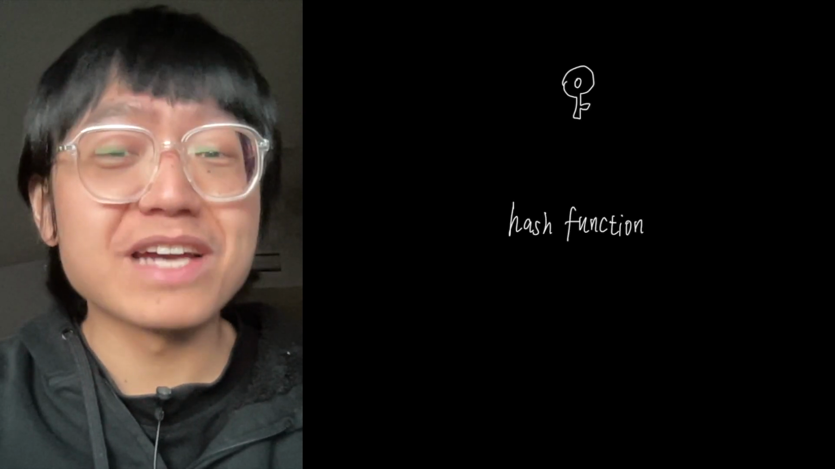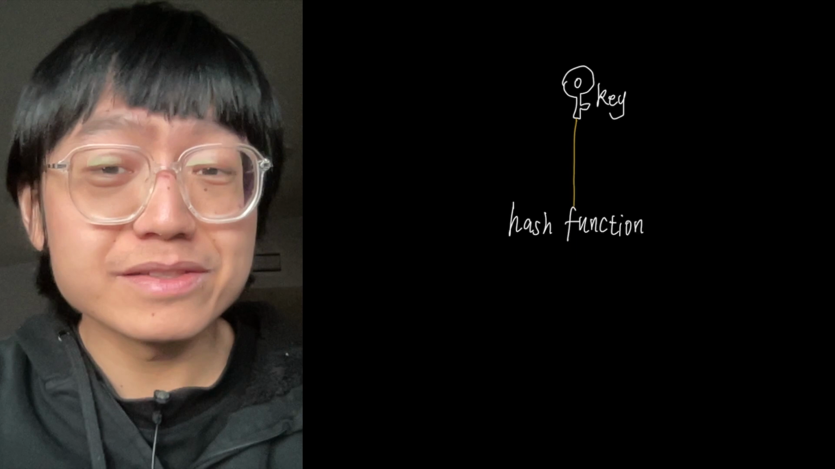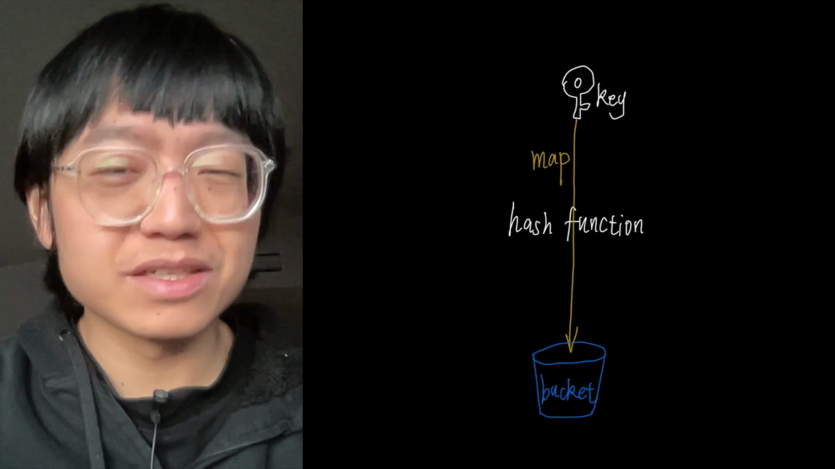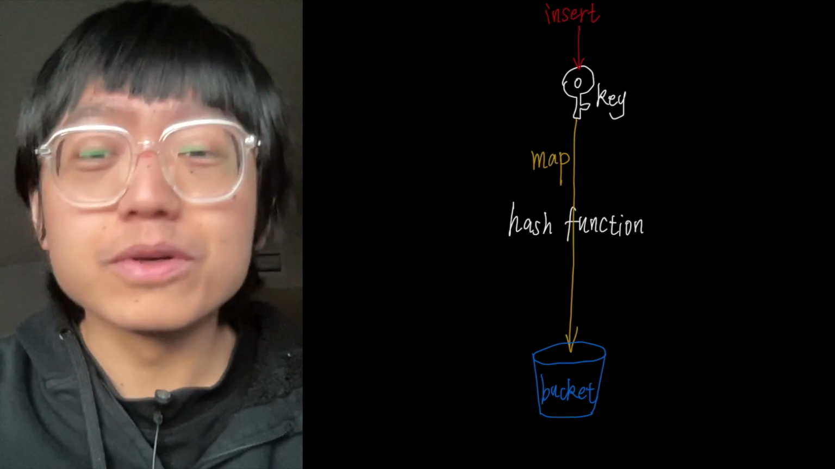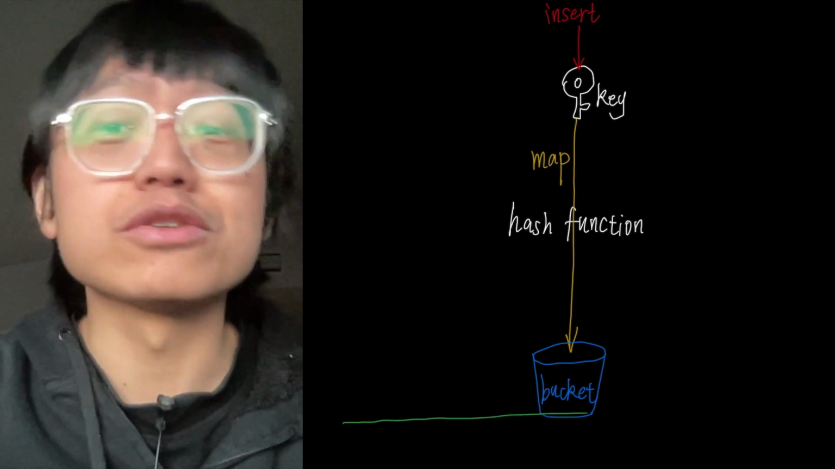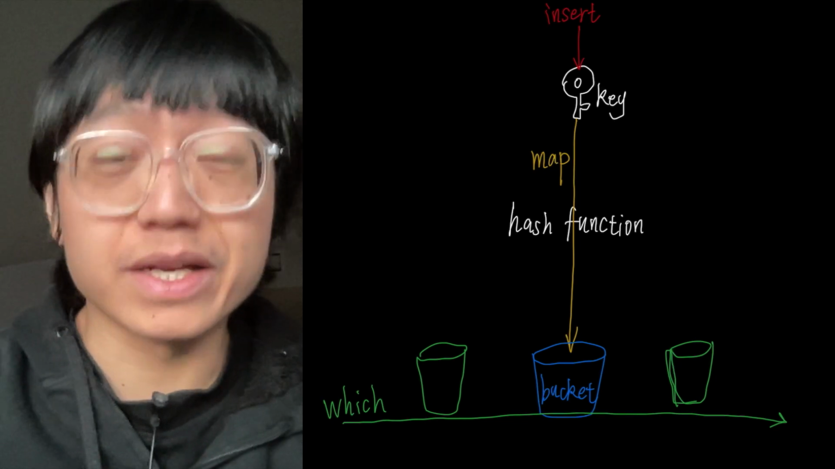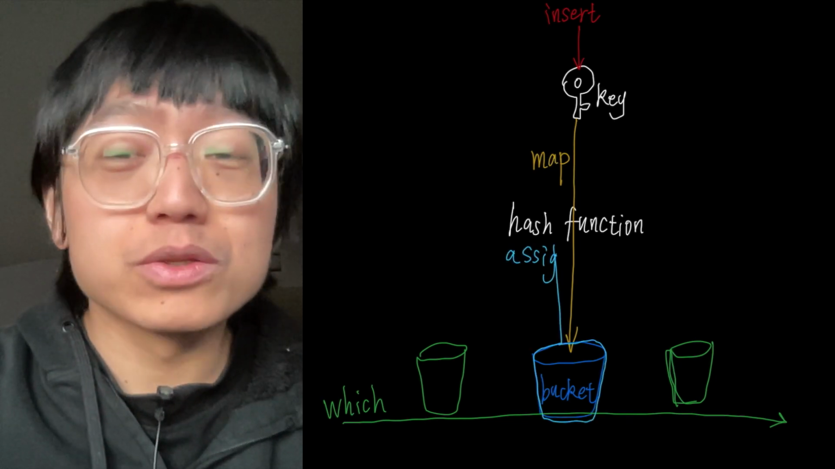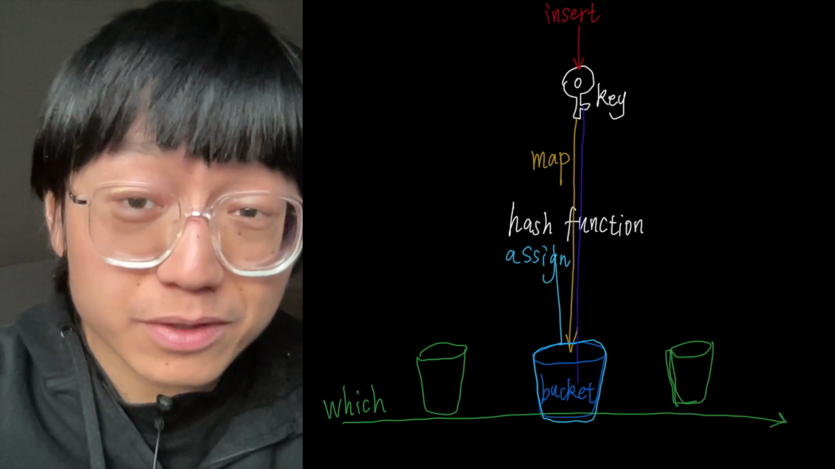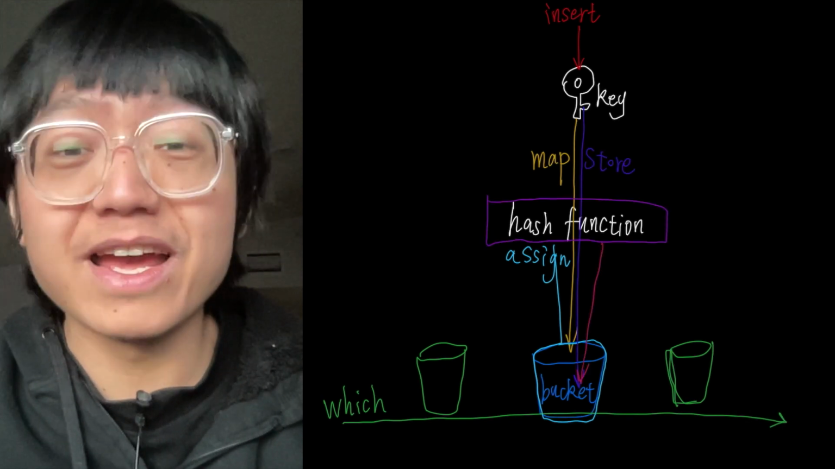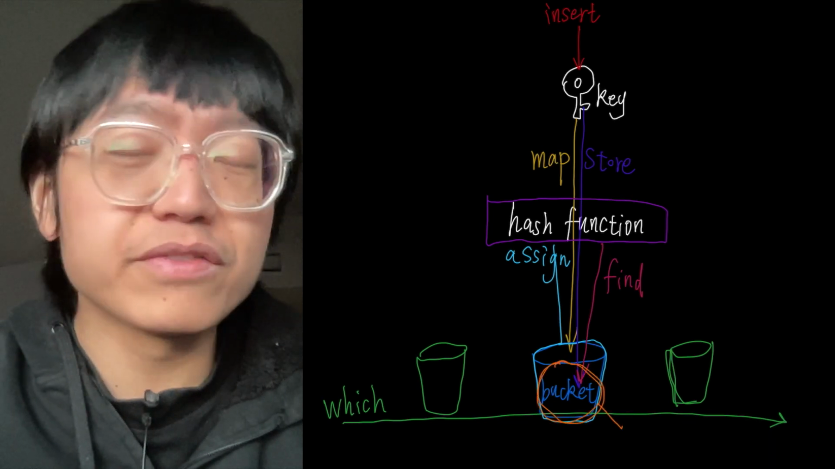The key idea of a hash table is to use a hash function to map keys to buckets. To be more specific, when we insert a new key, the hash function will decide which bucket the key should be assigned to, and the key will be stored in the corresponding bucket. When we want to search for a key, the hash table will use the same hash function to find the corresponding bucket and search only in this specific bucket.